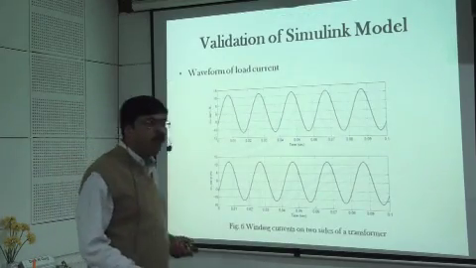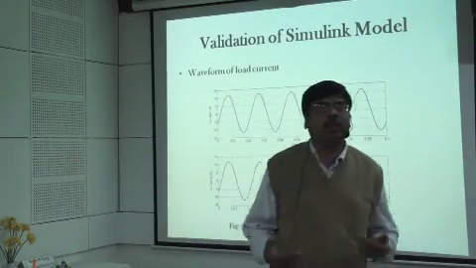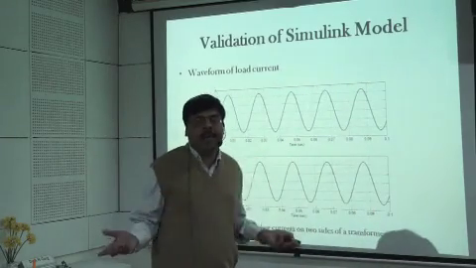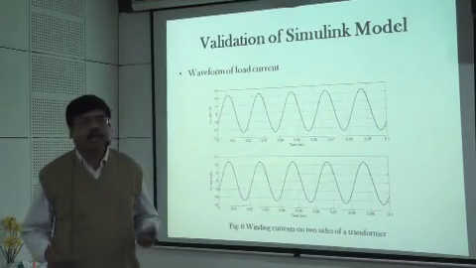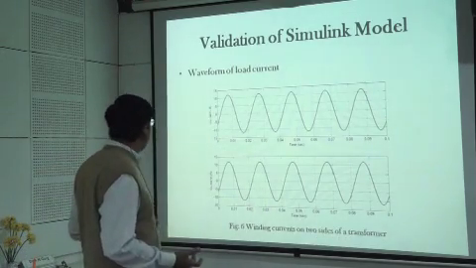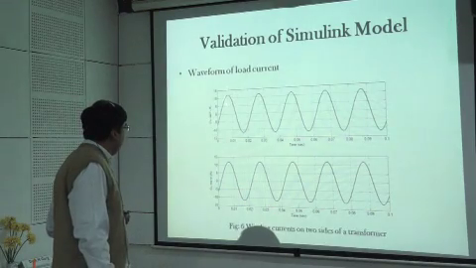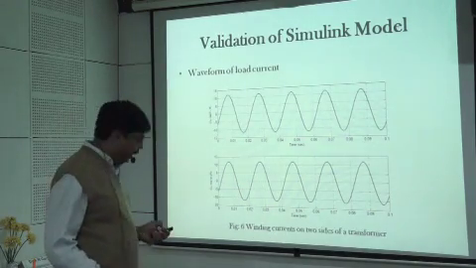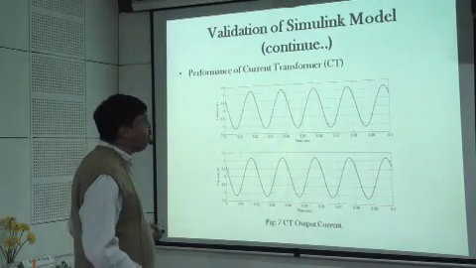Now the validation of the Simulink model. First of all, the waveforms of the load current on two sides. Since voltages are the same, 230 and 230 on two sides, the rated current is 2000 divided by 230, something like 8.6. The peak is root 2 of 8.6, around 12 ampere on two sides. These currents are correct.